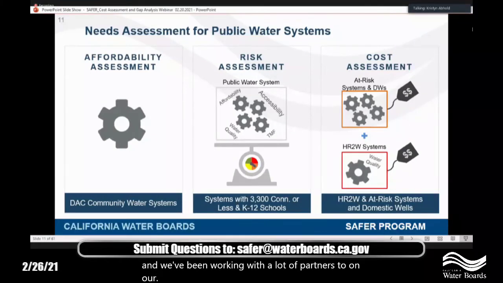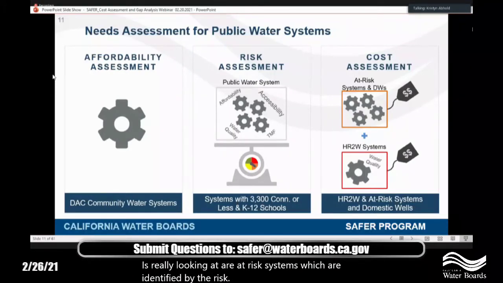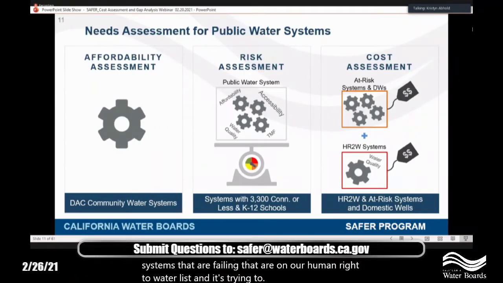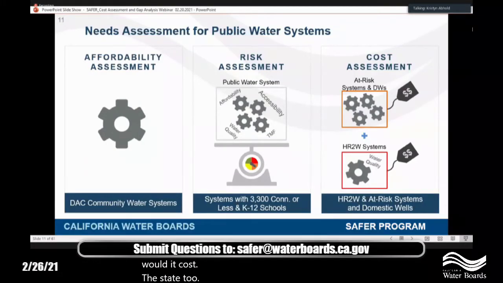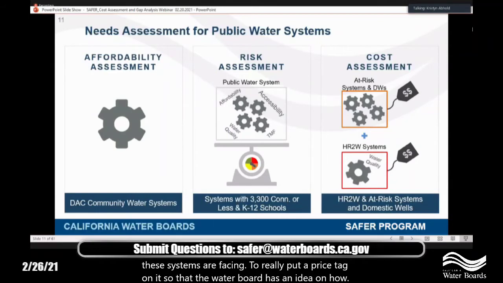The cost assessment is really looking at our at-risk systems, which are identified by the risk assessment, and then our systems that are failing, that are on our human right to water list. And it's trying to estimate how much it would cost the state to address the challenges and issues that these systems are facing, to really put a price tag on it so that the Water Board has an idea on how it should be budgeting and planning for the future.